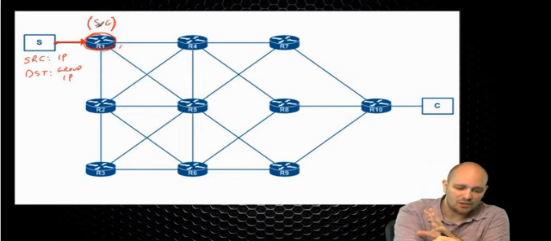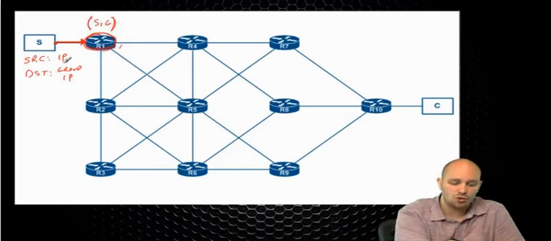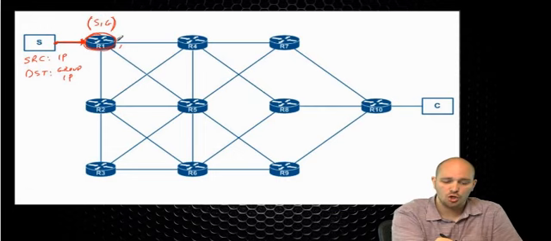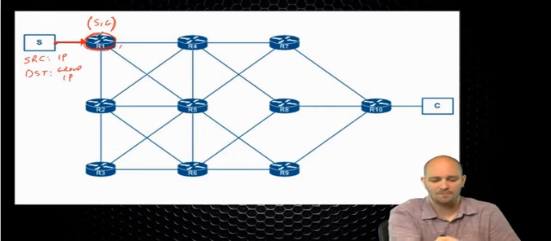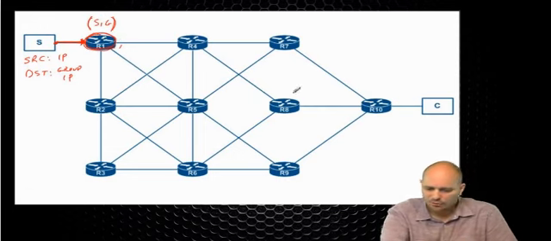Now, what S here means, the S will actually be the source IP address of the source, and G will be the group address of the destination. So when we see this pair, when we have the source and the group, we know that this router actually knows who transmits the traffic. Now, let's take a look at what is happening on this side here.